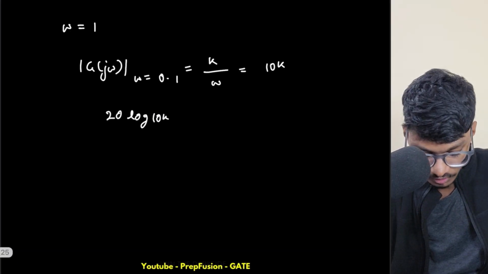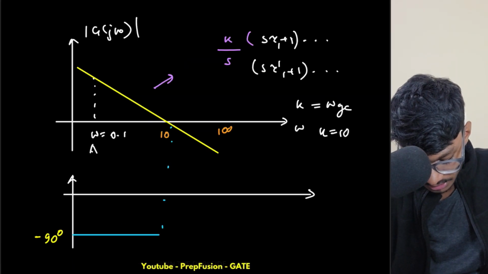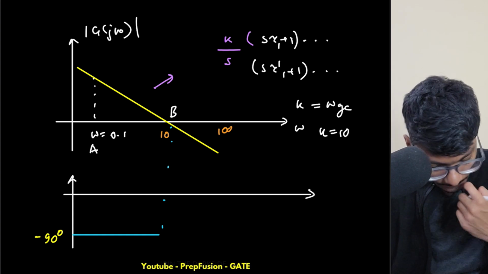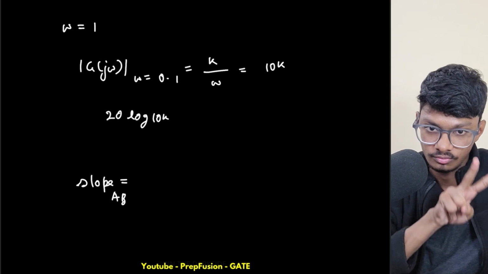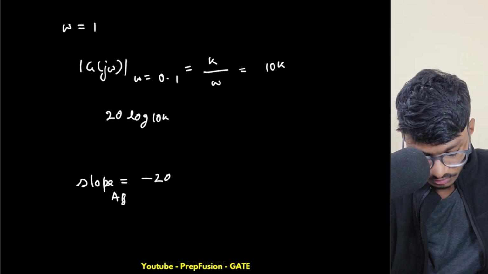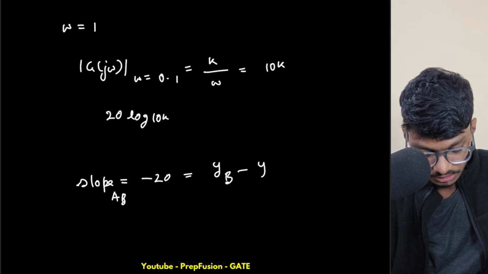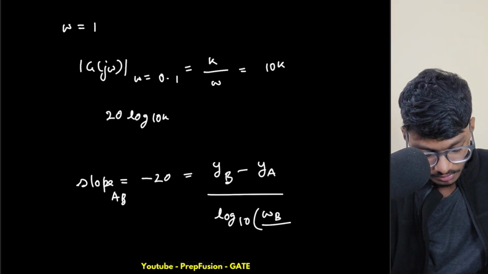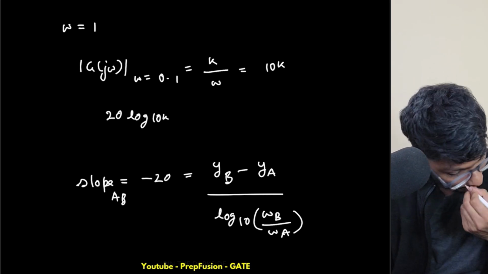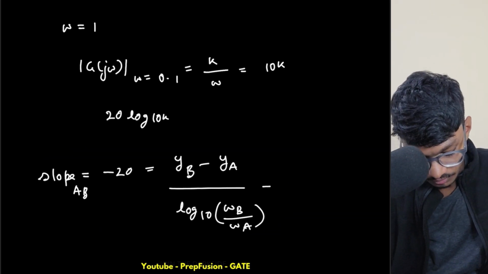So what is slope? Let's mark this point as A and this point as B. Slope AB is what? The slope between A and B is constant, which is minus 20 dB per decade. That is what we know, which equals (yB minus yA) by log base 10 of omega B by omega A.